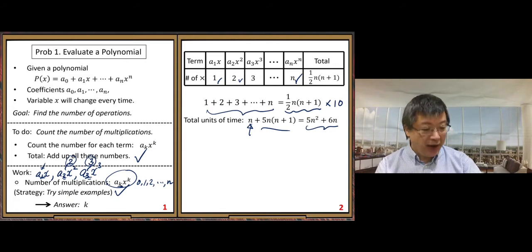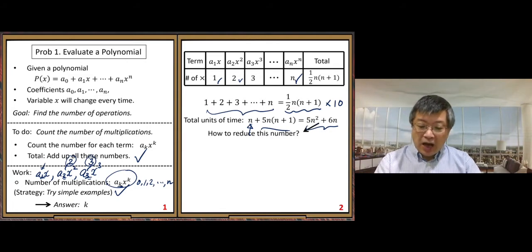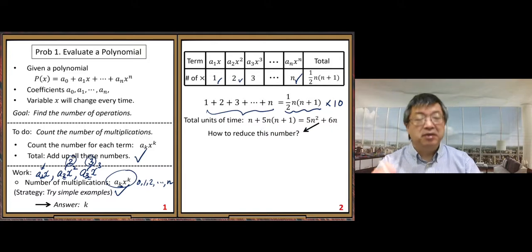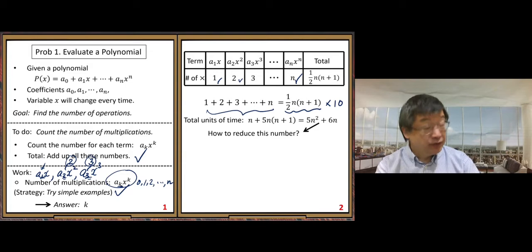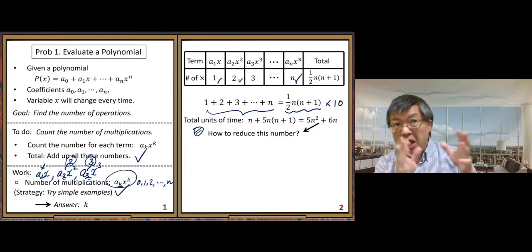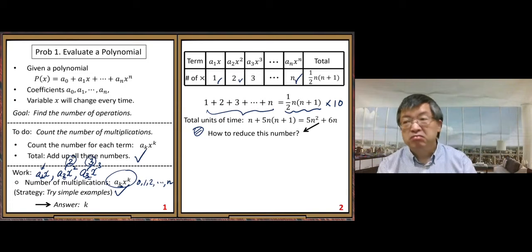All right. So next, how to reduce this number. You can see later when we work on more and more computing problems, this is pretty common. After we get a solution to one computing problem, we always ask ourselves, can we improve the efficiency? That's the common question we should ask all the time.